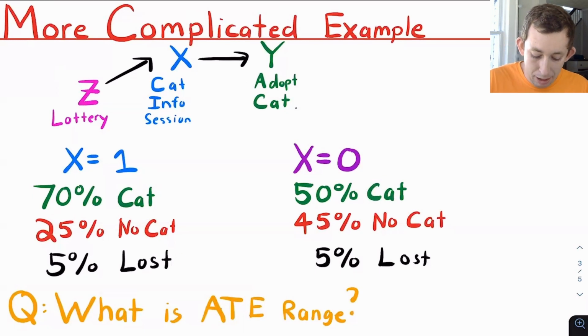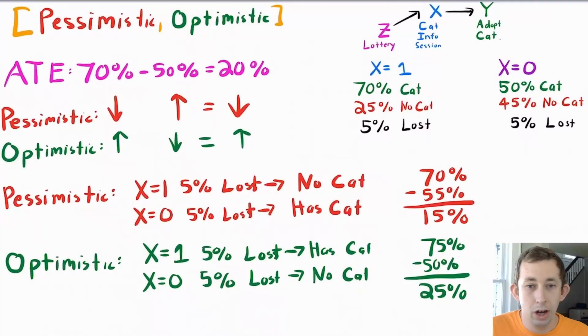But we have these 5% of people who never followed up with the survey. So using those 5% in each group, what is the plausible range of average treatment effects from this cat info session? What is the range from the most pessimistic scenario to the most optimistic scenario? Well, we know when we calculated this average treatment effect or this point estimate, not based on using this 5%, we took the 70% of people who were in the treatment group and got a cat. We subtracted the 50% of the people who got a cat in the control group. We got this 20 percentage point increase as our average treatment effect.